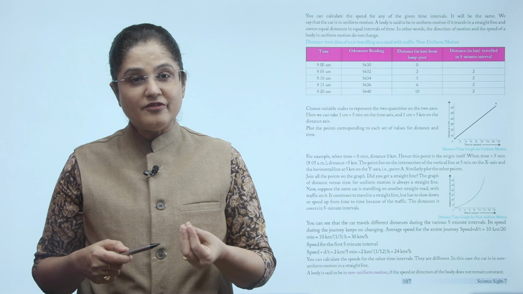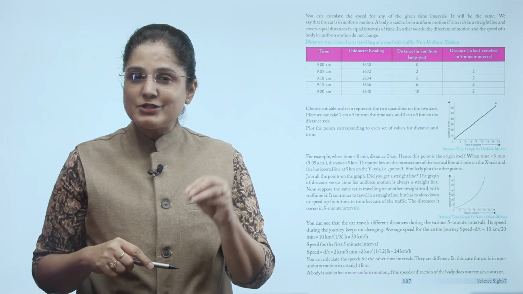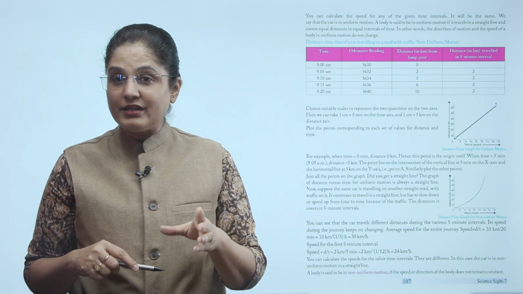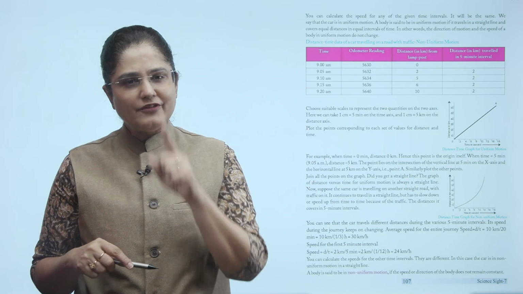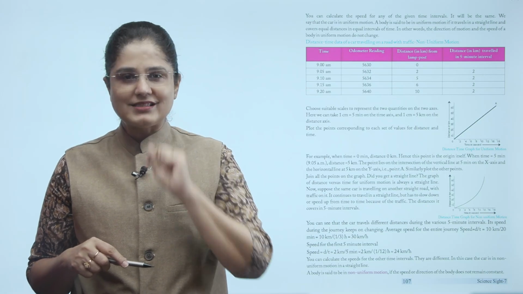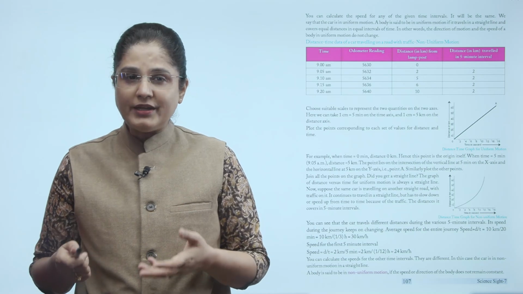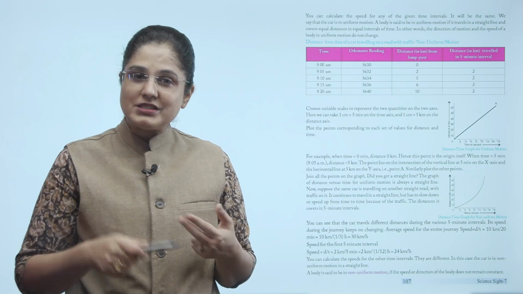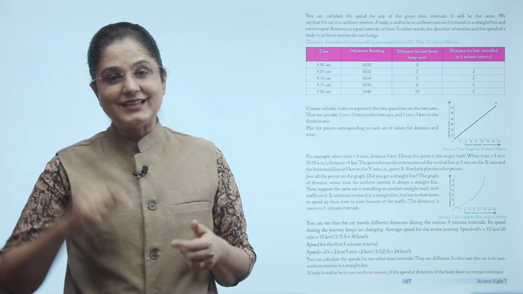When time is 5 minutes, distance is 5 kilometers. The point lies on the intersection of the vertical line at 5 minutes on the x-axis and the horizontal line at 5 kilometers on the y-axis. That is point A. Similarly, plot the other points. Join all the points on the graph. Did you get a straight line? The graph of distance versus time for uniform motion is always a straight line.